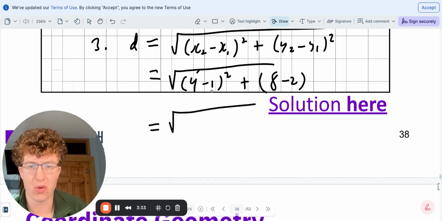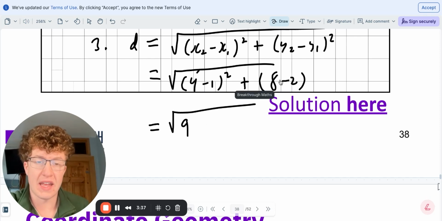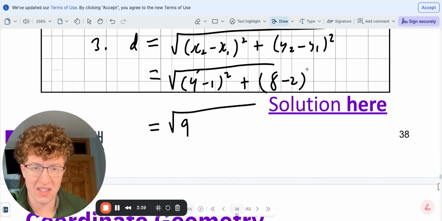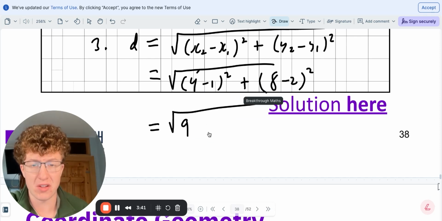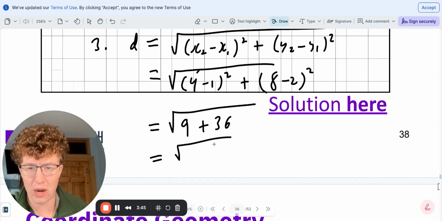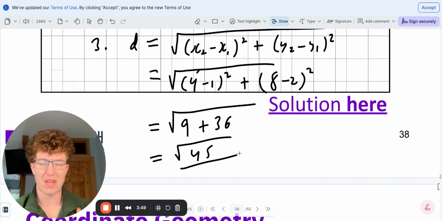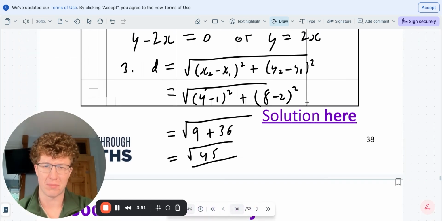So that's going to be square root of 4 minus 1 is going to be 3, and 3 squared is 9. And then 8 minus 2 is going to be 6. Sorry, that should be squared. 6 squared is equal to 36. So that's going to be the square root of 45. You can get that as a decimal or simplified, but basically that is the final answer. That is the distance between the points.